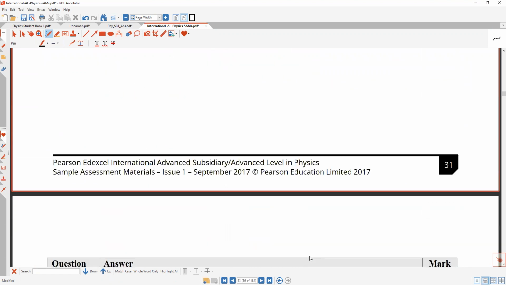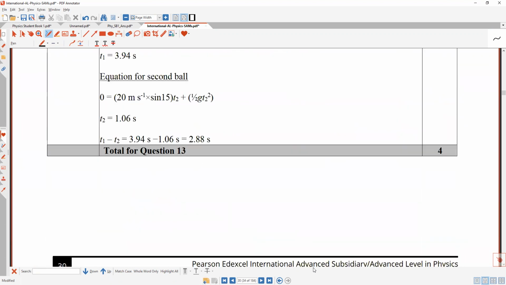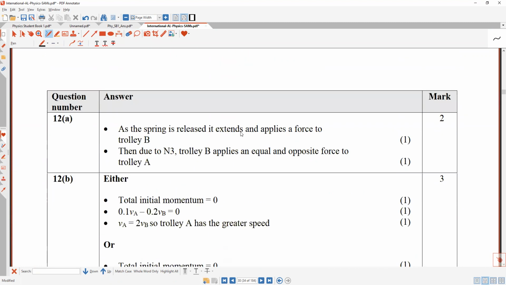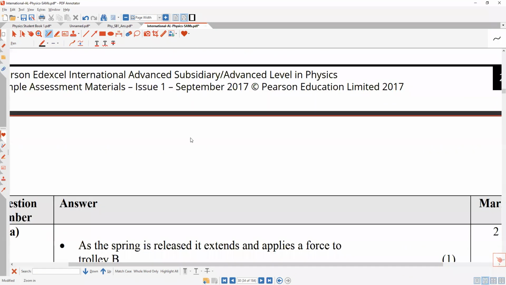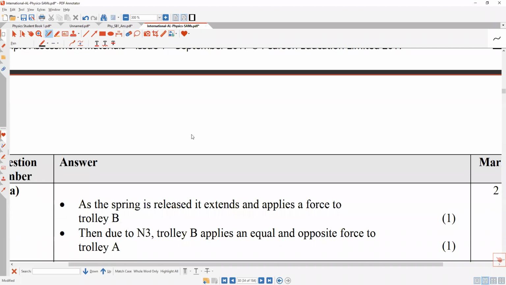What I guess. 13, 12. Check the answer. Answer to match one, because I explained it in terms of momentum, because that's how it is supposed to be.